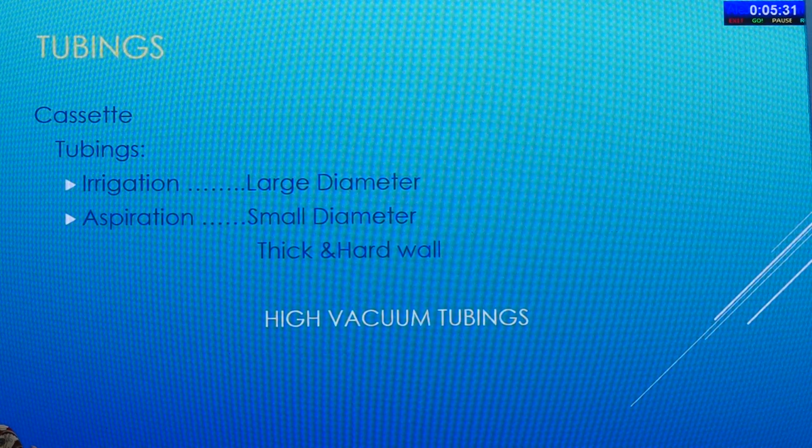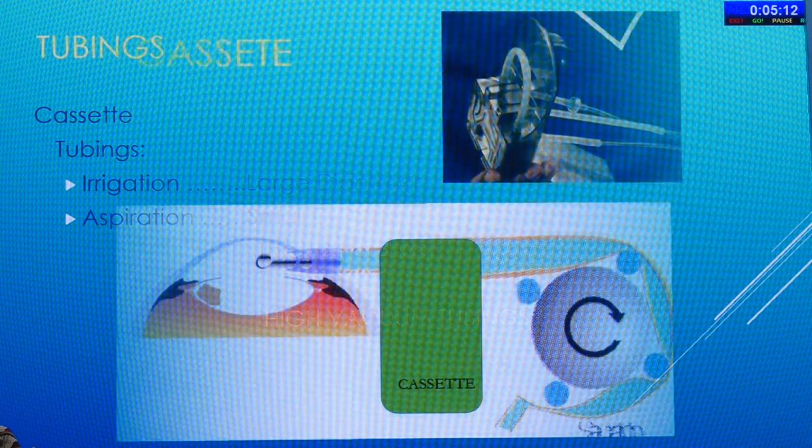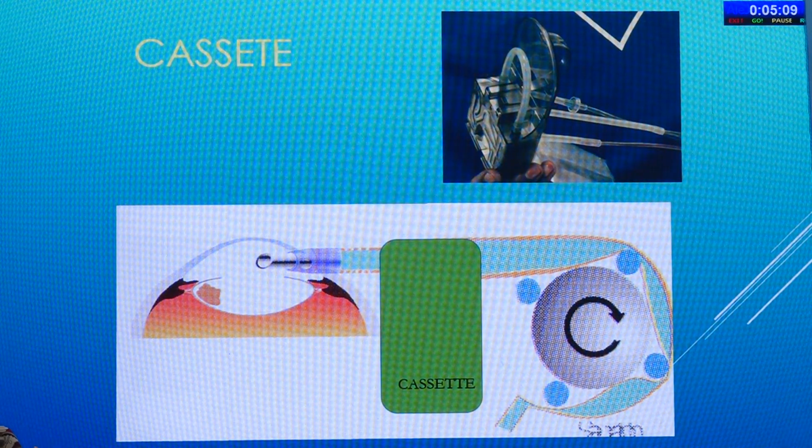The other thing, when we deal with tubings, is the modifications we can do at the level of the tubings. We can use a large diameter tubing for irrigation, and we can use a small diameter, thick and hard walled tubing, that is, high vacuum tubing, for aspiration. The use of these tubings will definitely reduce the surge. And as we know, in modern machines, after third generation Phaco machines, the tubings have been replaced by the cassette, which is again how the machine controls the surge.